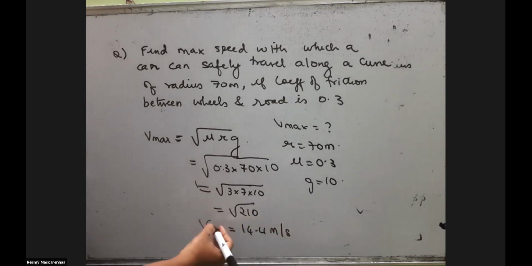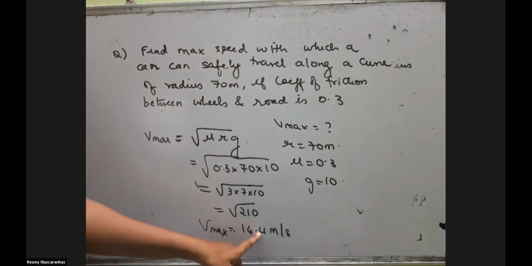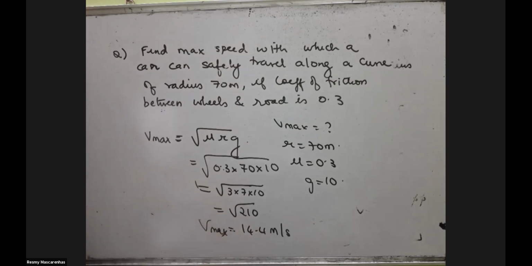Velocity will be in meters per second. So this has to be maximum. Whichever is your velocity should be less than or equal to 14.4. But they have asked maximum speed, so directly you can write it as equal to. Maximum can be 14.4.